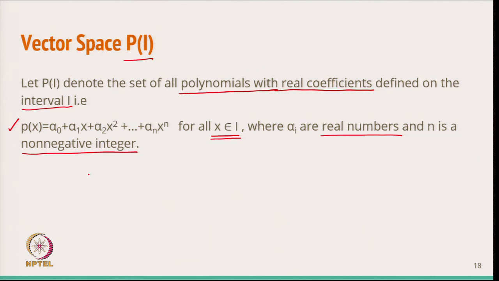So, now from here I can define a set P n x, and this one I can take as the set of all real polynomials.